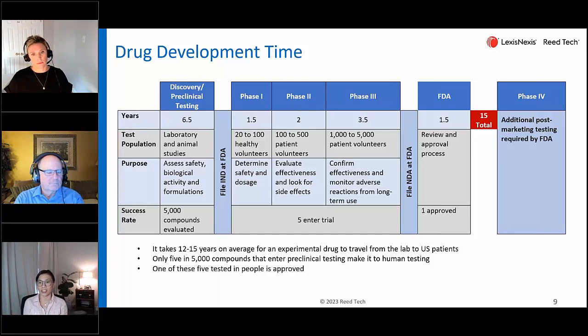And then it takes 1.5 years for the FDA to determine if it is safe and effective, and ultimately, hopefully, result in an approval of that product.